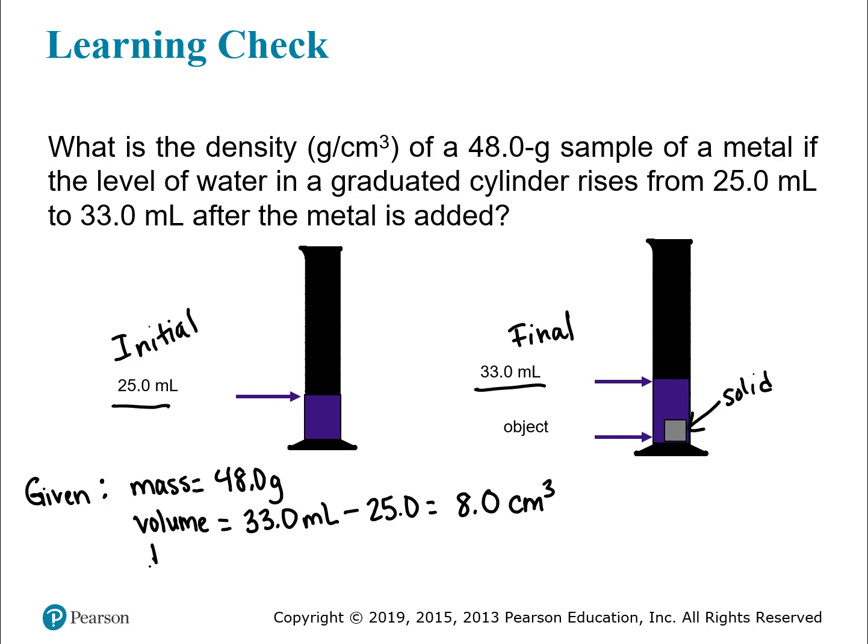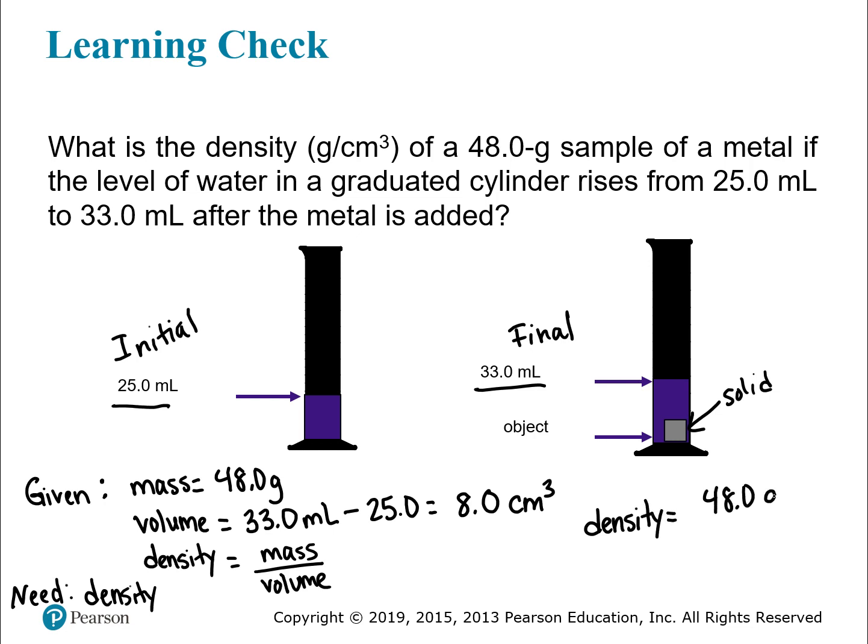What we also know is that density is equal to mass divided by volume. What we need is the density. So all we have to do now is take the mass from the problem and divide by the volume that we found. The mass is 48.0 grams. The volume is 8.0 centimeters cubed.